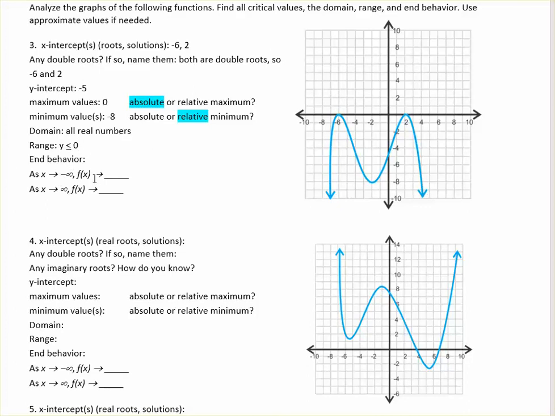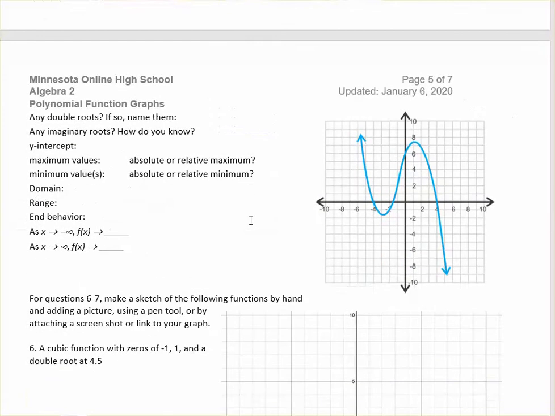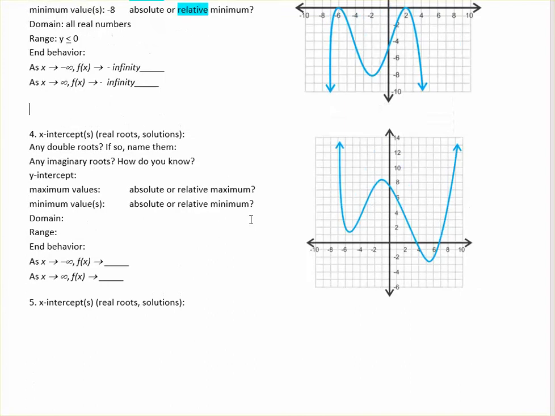End behavior. So this is what's happening. As x approaches -infinity, f of x, or y, is also approaching -infinity. You can type infinity, or you can find it on the symbols key. And as x approaches positive infinity, y is also approaching negative infinity. I meant to write that. So they're both going down, so that's negative infinity for both of them. And that's how you will do number 4 and 5.